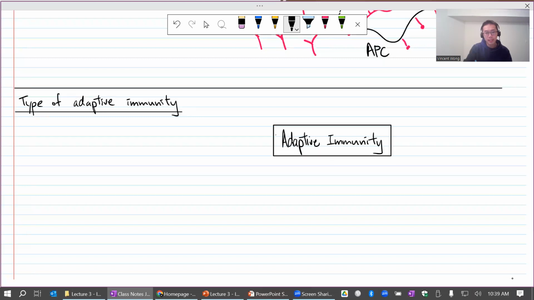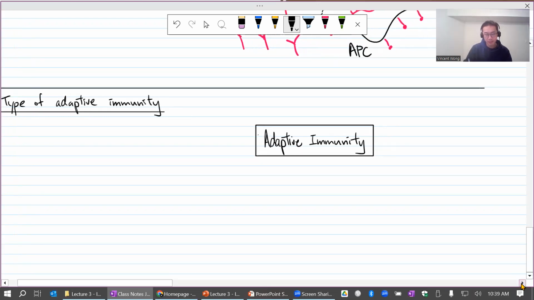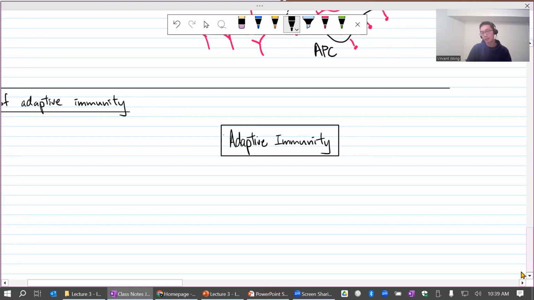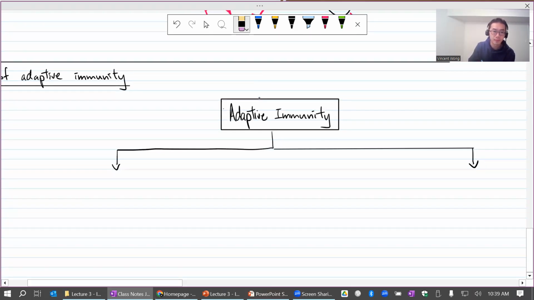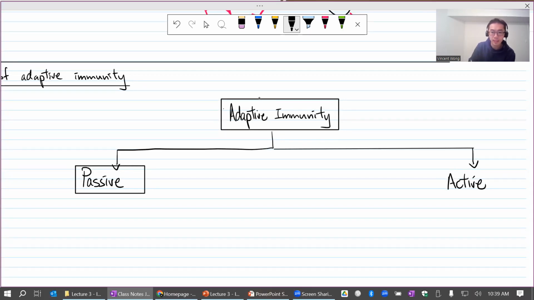So we all know what that is now. This is specific. It's not right away, but it's something that your body is able to develop, and it offers you protection. So it turns out this can be divided into two categories: passive and active. Passive and active. Let's talk about what that means.